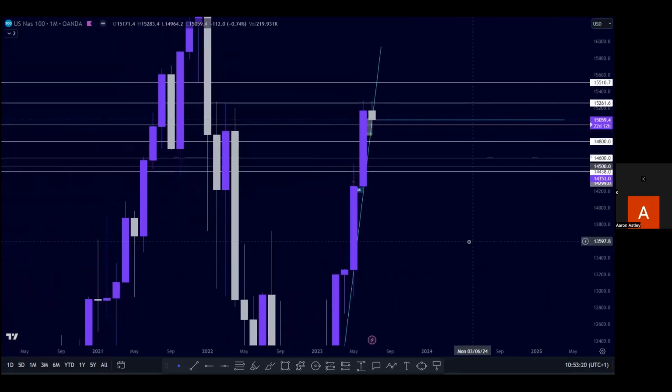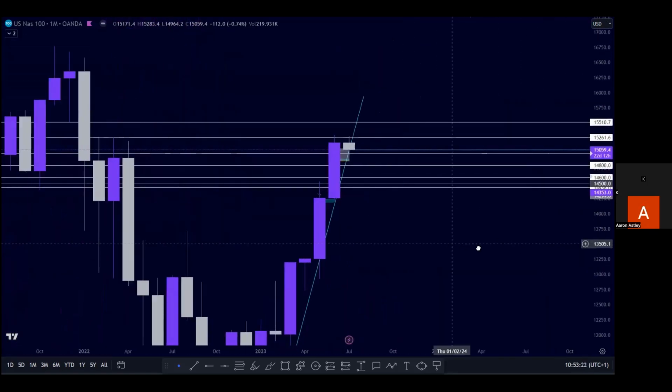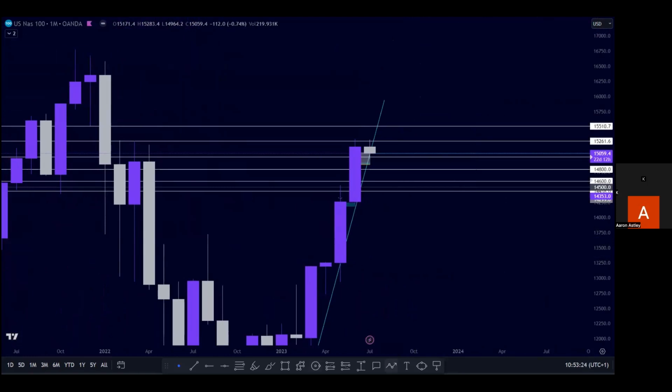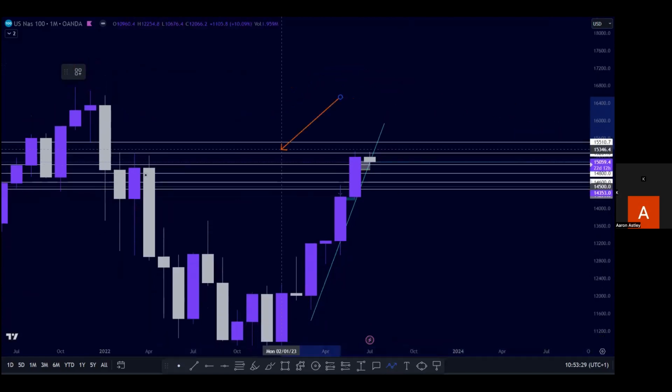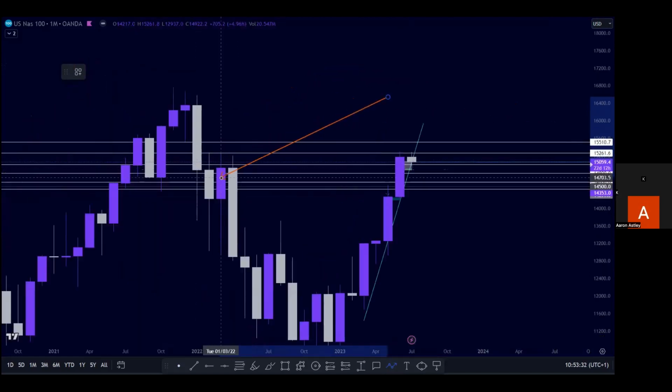If we have a look at the NASDAQ on the monthly, we had monthly closure last week above this previous area of structure. Obviously, this is where price established resistance in the past and is now starting to establish support. So we did break and close above this previous high on the monthly.